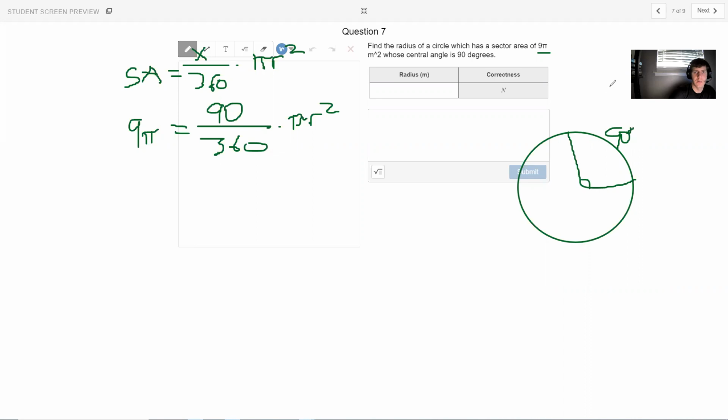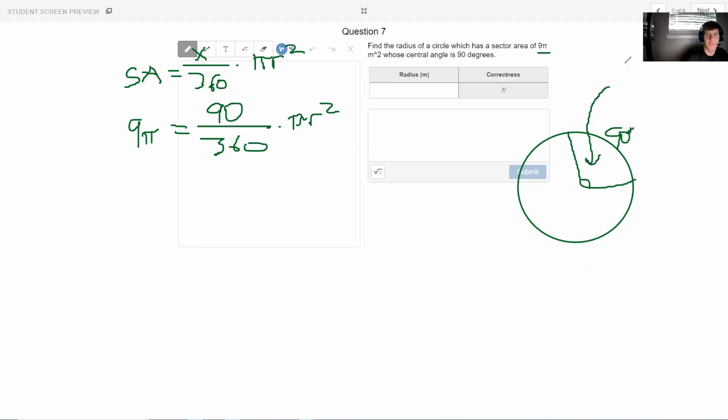90 degrees. The area of the sector is 9 pi, and we are looking for the radius. So all this in here is 9 pi meters squared. We're looking for the radius. Okay, we can divide pi on both sides right away, and we get 9 over 360 times r squared.